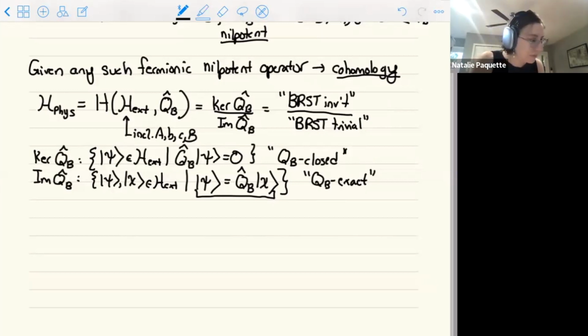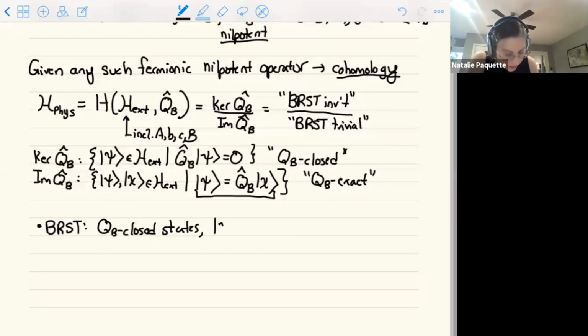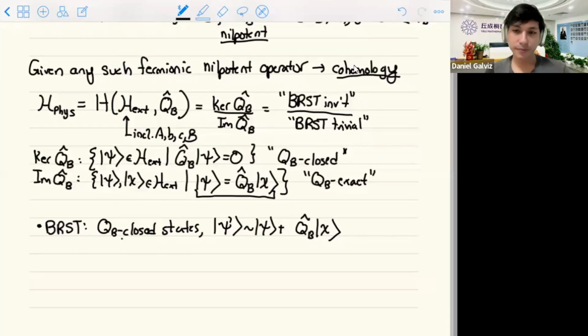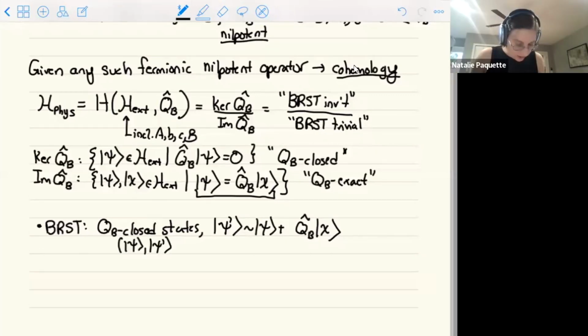They're not interesting. In other words, BRST quantization is just an instruction to keep only the states that are annihilated by QB, or the QB closed states. But we identify two states, psi and psi prime, if they differ by something QB exact. So psi and psi prime are physically indistinguishable in cohomology. That's all we're doing here.